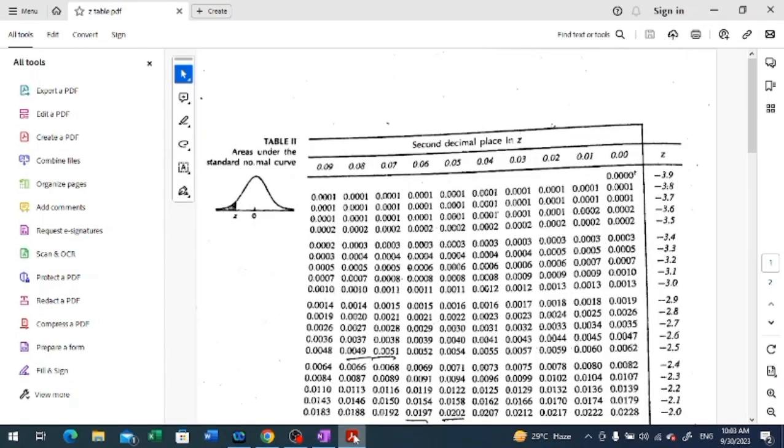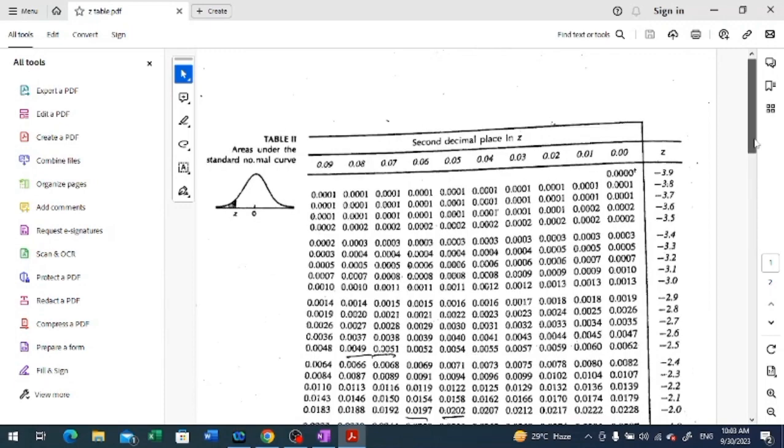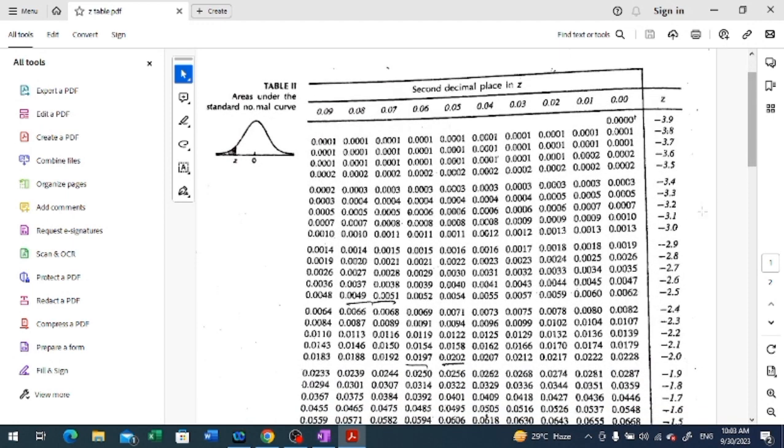This is the table that we use to estimate probabilities when our random variable follows normal distribution. We first transform it to z using the same formula that I have just discussed in the previous lecture recording. So for each corresponding value of z, we can find a probability.